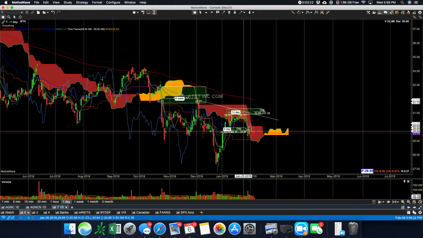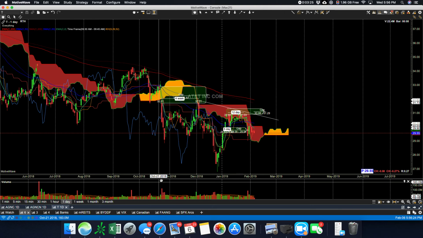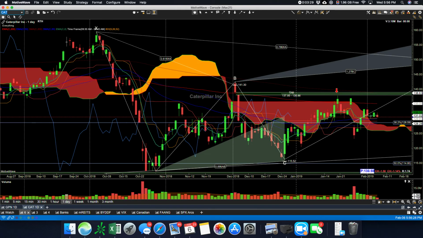T, still playing around in the cloud. Nothing much to talk about here. Caterpillar. Chikou span is in the cloud, wandering aimlessly in the cloud. Remember, we had rejection on the gap. So we're still playing above the 50 EMA, just a nothing day for Caterpillar.